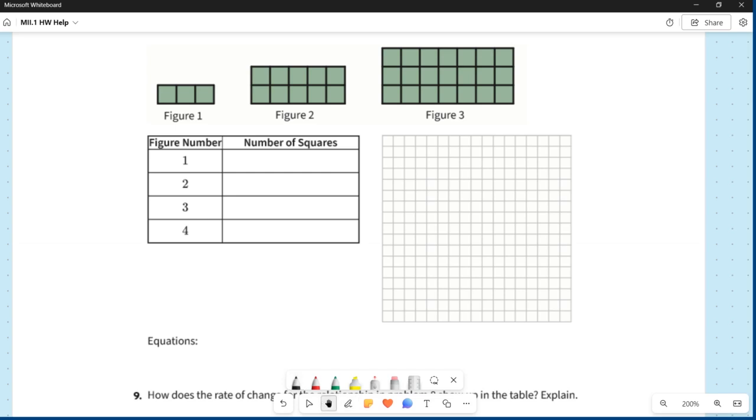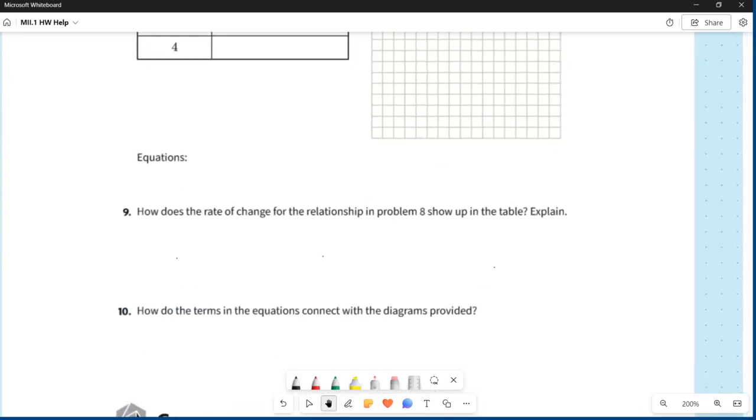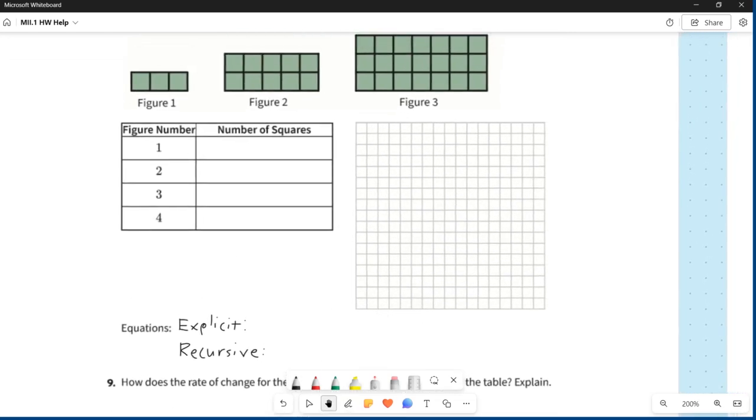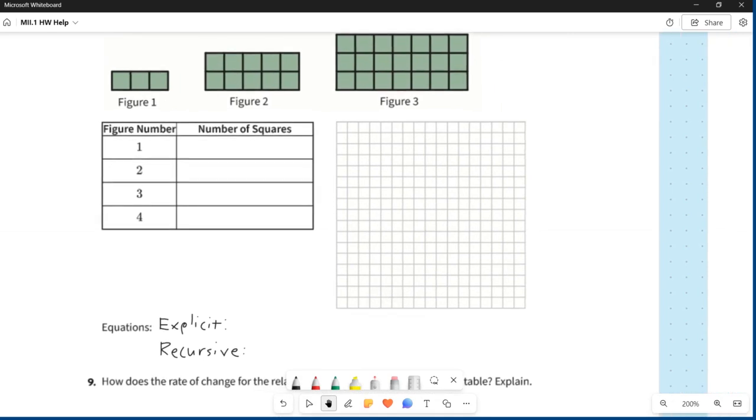And as a little preview for the equations section, I'm going to go ahead and write this right now. For the equations, we are going to need both an explicit equation as well as a recursive equation. So I'm just going to get ready to do that in a little bit. But before we get there, let's just go ahead and fill in the table.